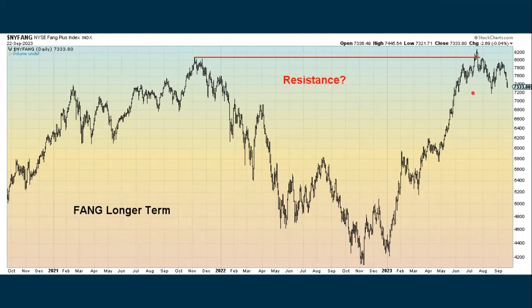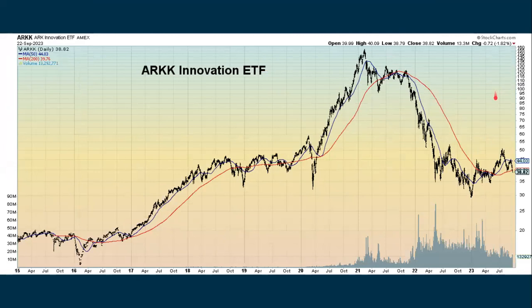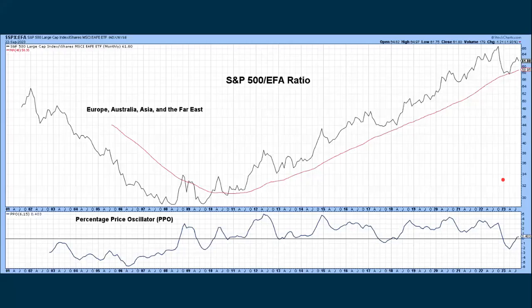And then longer term, we came up earlier in the summer, we did set a new all-time high with the FANG index, but then we've been bouncing back down since that time and seeing some weakness currently. ARC, which did have a recent golden cross, has now been seeing some weakness, and it's coming back down to its 200-day moving average. Then we look at a broader measure.